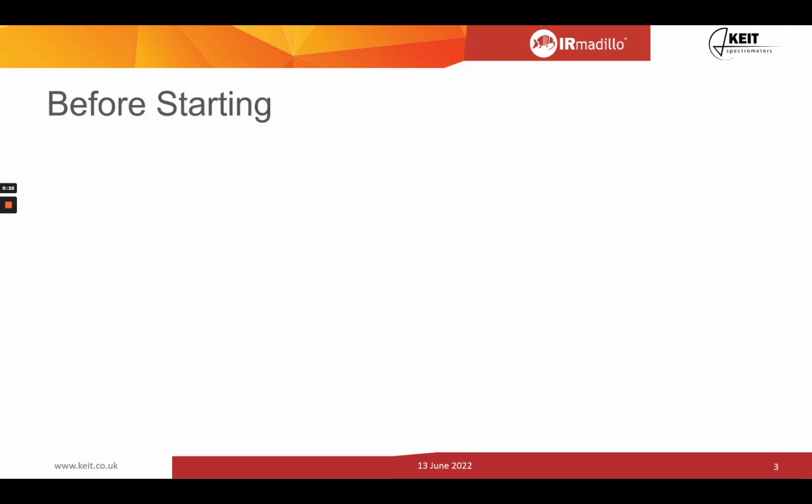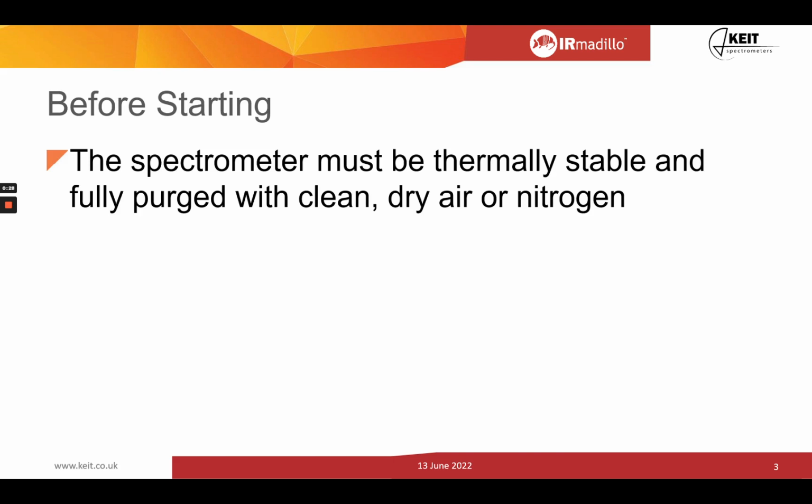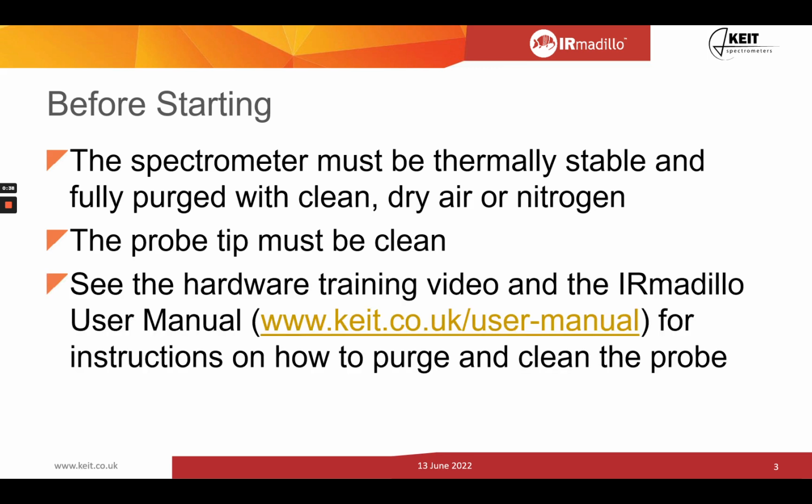Before starting, the spectrometer must be thermally stable and must be fully purged with clean, dry air or nitrogen, and the probe tip must be clean. Please refer to Kite's hardware training video and user manual for instructions on how to purge and clean the probe. The spectrometer will automatically log into the spectrometer user account, run KeitSpec, and start to return spectra. This may take several minutes.